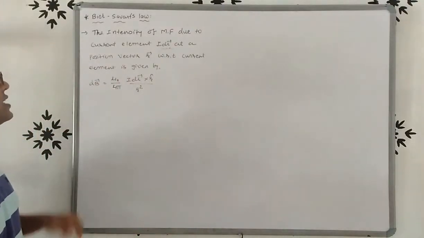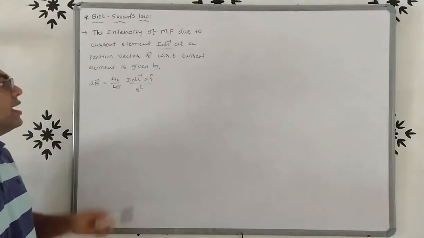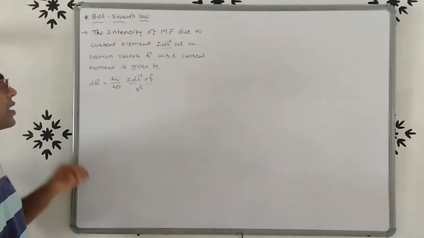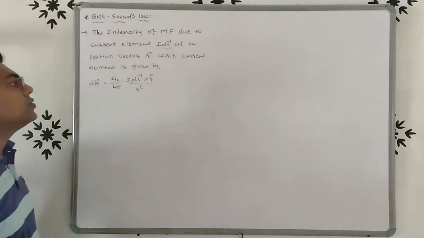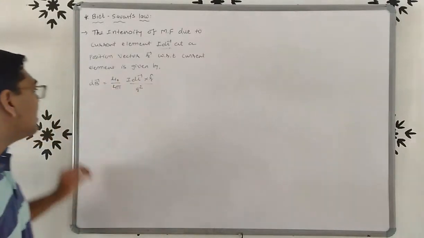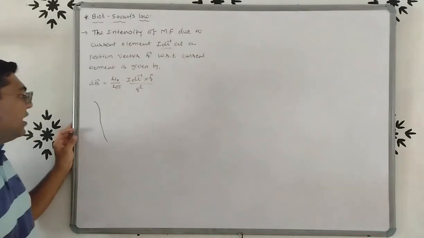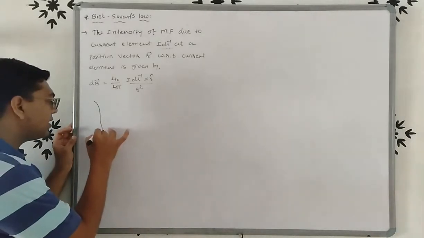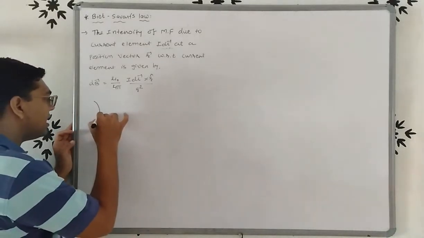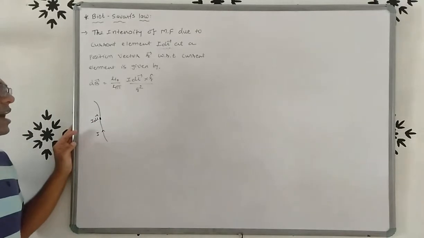So the statement is like this. The intensity of magnetic field due to current element Idl at a position vector r with respect to current element is given by dB is equal to μ0 by 4π, Idl cross r cap upon r square. So here friends, we consider one conductor having length L and the current passing through this conductor is I. So here we consider a small current element, that is Idl.